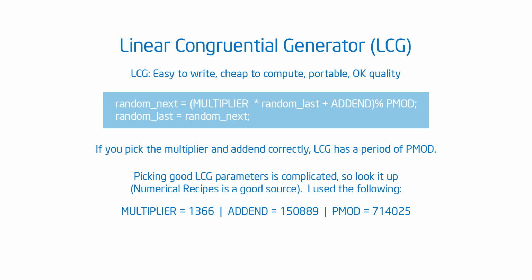And so we always talk about seeding a random number generator. You have to tell it where to start. That's what we mean by seeding a random number generator. So I looked up good values for the multiplier, for the addend, and the modulus, and that gives me my random number generator. All right?